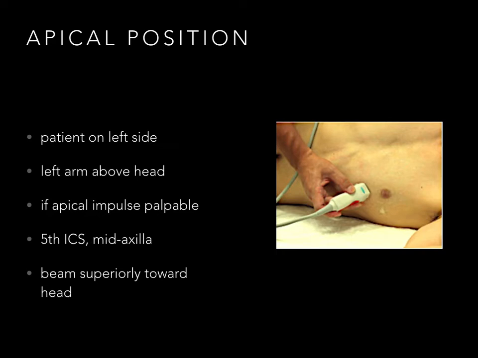We're moving on to the apical position now. To obtain the apical images, the patient remains on the left side with the left arm extended. If the apical impulse is palpable, the transducer is placed on or near it. Otherwise, we select a spot in the fifth intercostal space in the mid-axillary line, with the probe directed superiorly towards the patient's head.